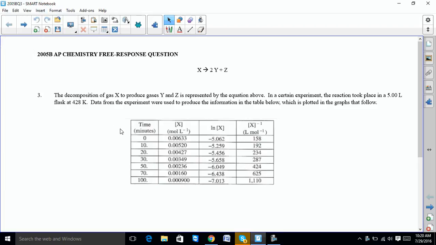Okay, this is a kinetics problem. There's some bad math in here. The decomposition of gas X to gas Y and Z is represented in the equation below. It's in a 5-liter flask, so this is a volume and this is a temperature. The data, so blah, blah, blah.